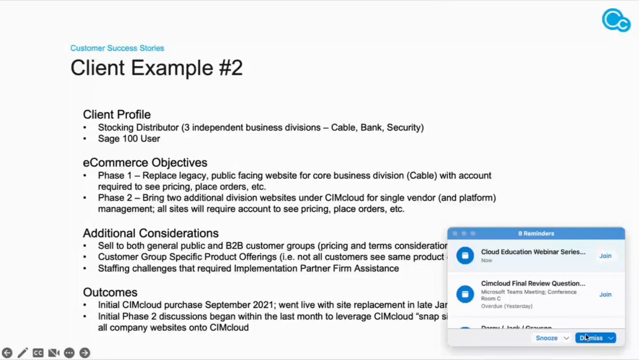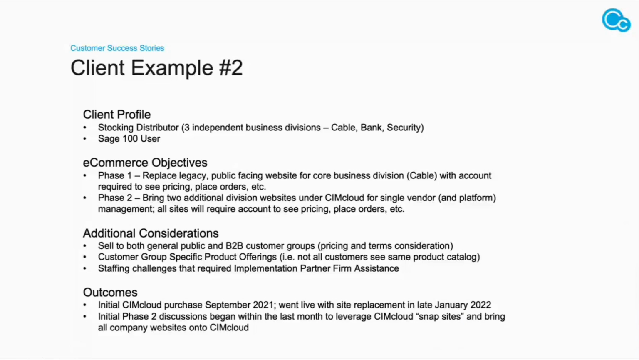But they're a stocking distributor, and they basically have three unique divisions of their business, all operating out of the same Sage 100 install. So some customers are actually using multiple company files. This customer was just using division codes. But again, just highlighting that we can handle the complexity there of multiple business divisions.